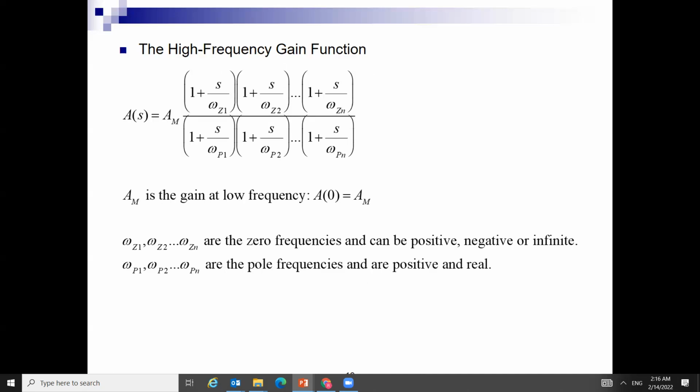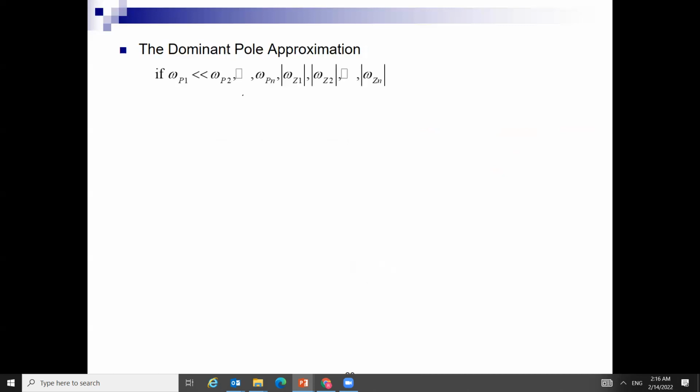Now, if I have that many poles, how do I determine the cutoff frequency of H for my amplifier? I need to approximate it. So there are 3 methods of approximation, as we just discussed. The first method of approximation is the dominant pole.